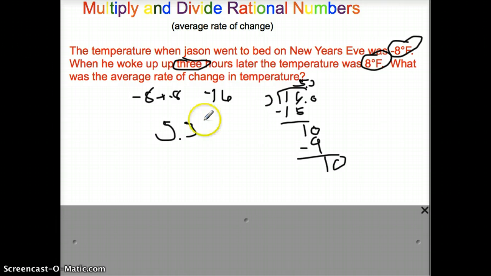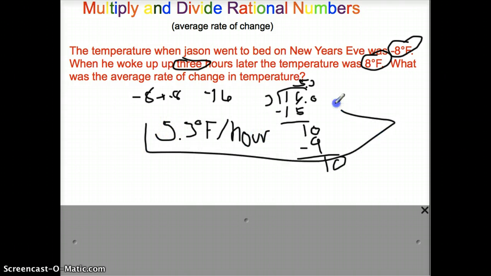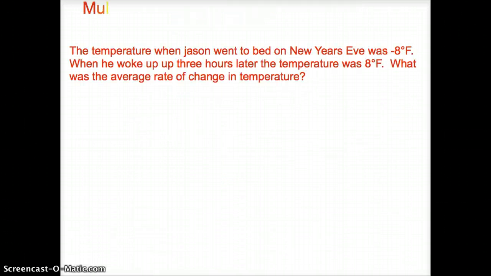The tricky part here is that you have to have 2 labels, and that would be degrees Fahrenheit per hour. Our answer, 5.3 degrees Fahrenheit per hour. Now let's go to our next example.